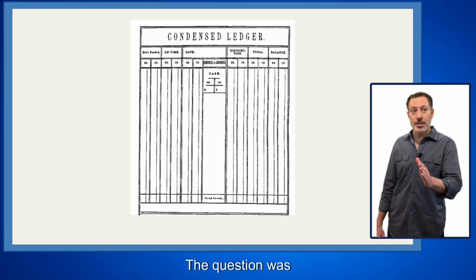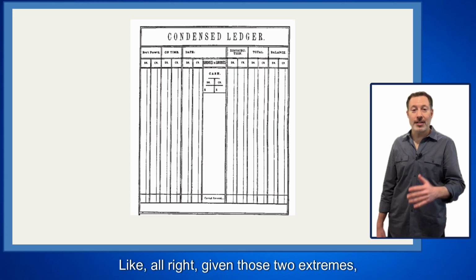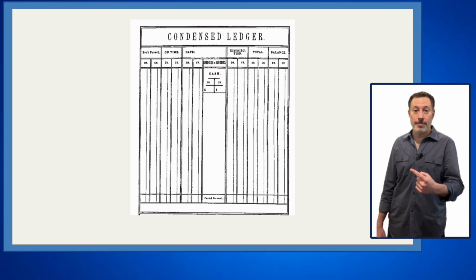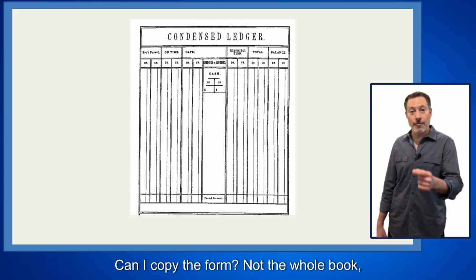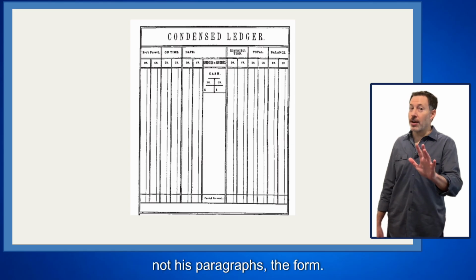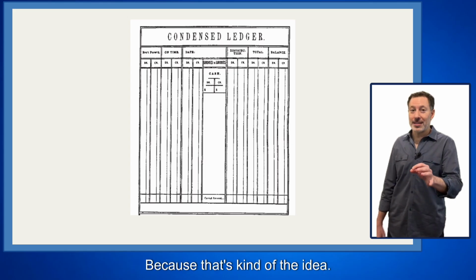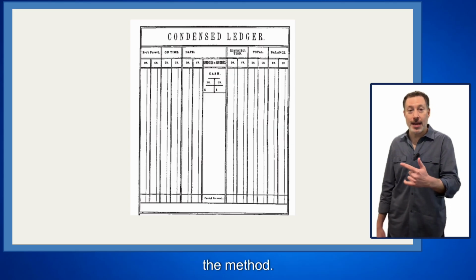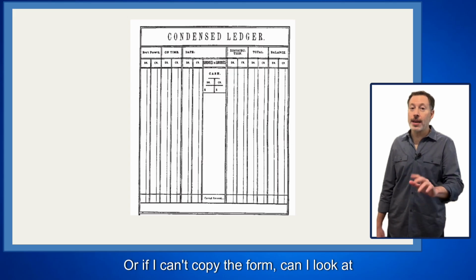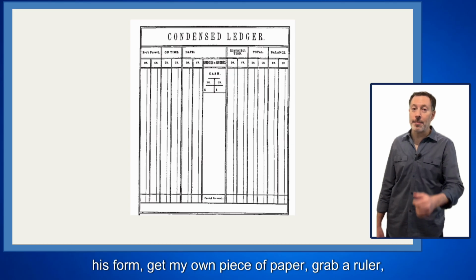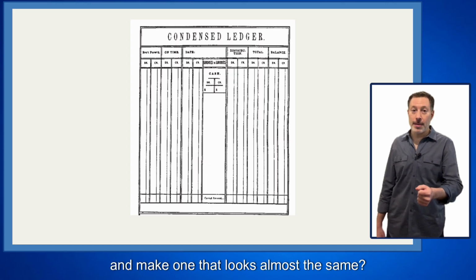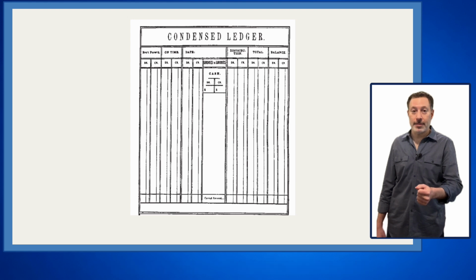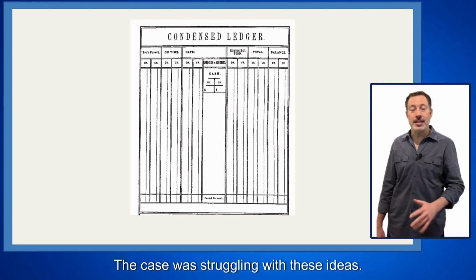The question was mainly about the middle. Like, all right, given those two extremes, what about the form? Can I copy the form? Not the whole book, not his paragraphs, the form. Because that's kind of the idea. It's a method of accounting where this is the method. Or if I can't copy the form, can I look at his form, get my own piece of paper, grab a ruler, and make one that looks almost the same? The case was struggling with these ideas.